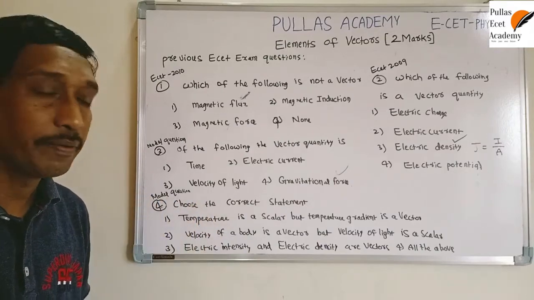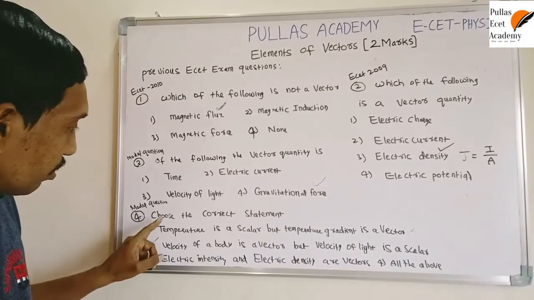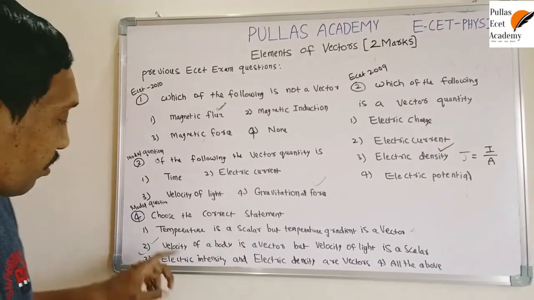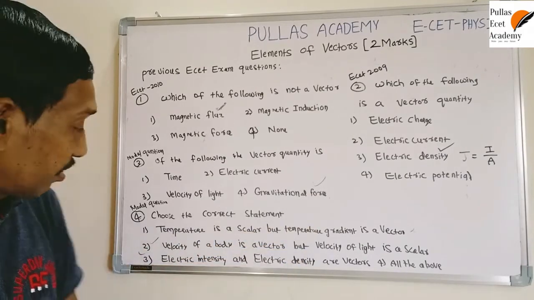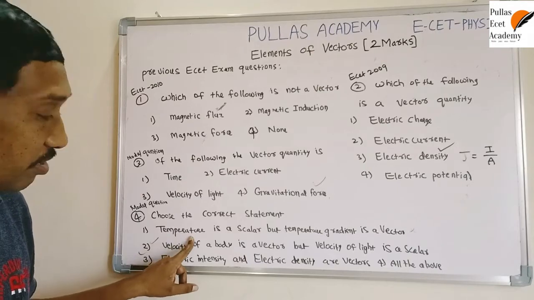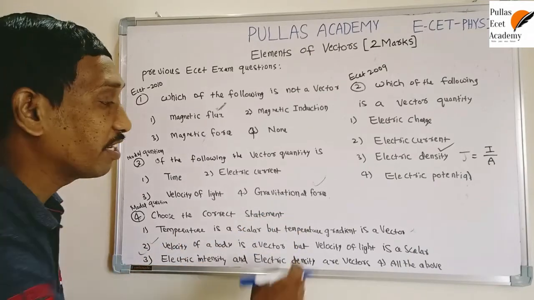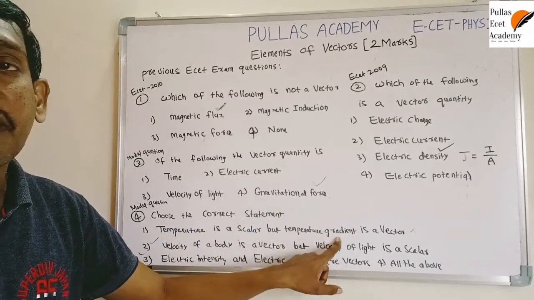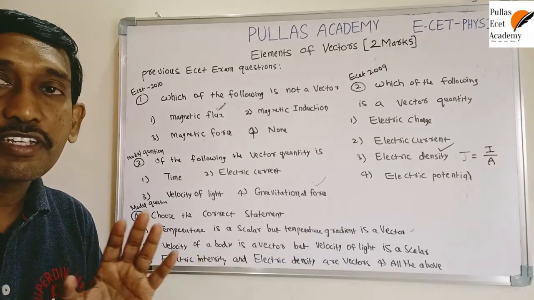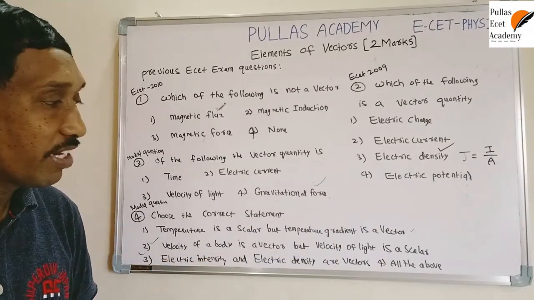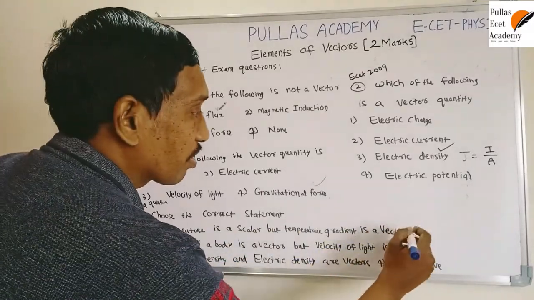That's the concept here. Next one is, now we are going to discuss question number 4. Here choose the correct statement. The first option is temperature is a scalar but temperature gradient is a vector. Actually temperature is scalar already, so we know that temperature gradient, temperature difference per unit length, is called temperature gradient. So this is called a vector. Temperature difference per unit perpendicular distance is a vector quantity. That's why temperature gradient is considered a vector. Okay, now so this is correct here.